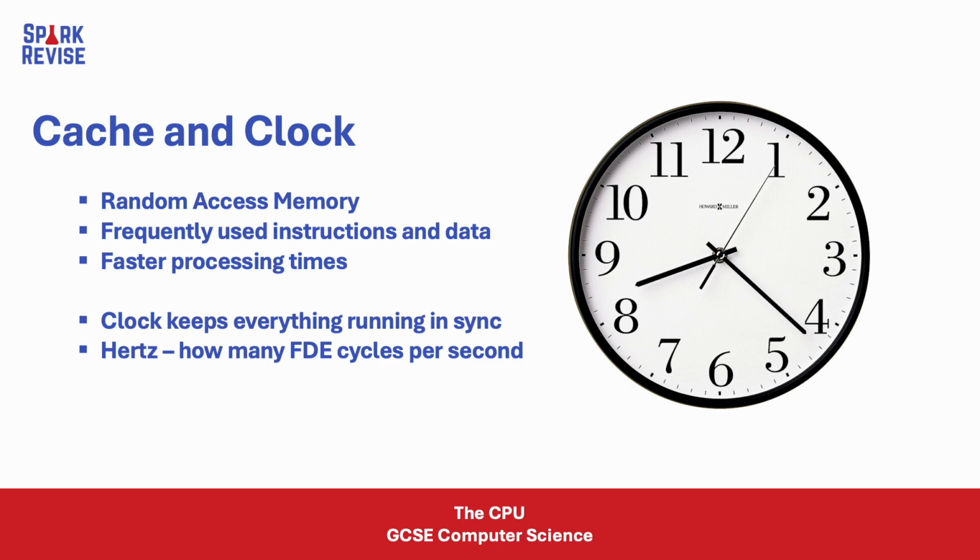Finally, the clock keeps everything running in sync. It generates pulses at a constant rate, ensuring all operations happen at the same time. The speed of the clock is measured in hertz, which determines how many instructions per second the CPU can process. This is how many fetch, decode, execute cycles are happening per second. A higher clock speed generally means a higher CPU performance, and again we'll touch on that in more detail in the CPU performance video.